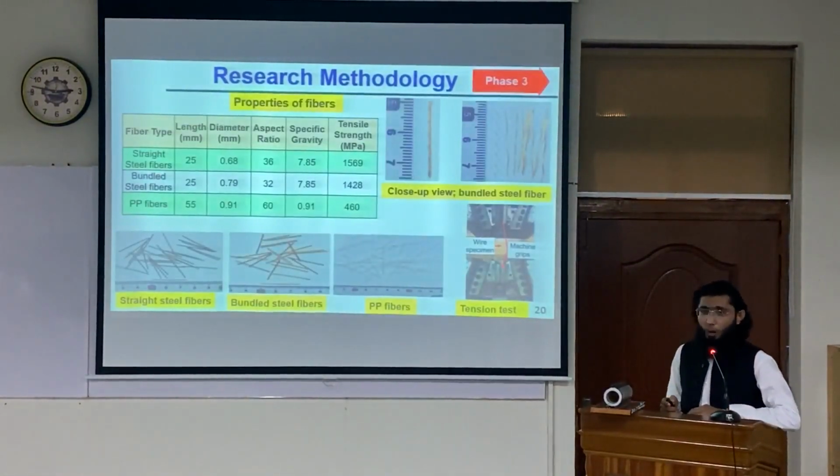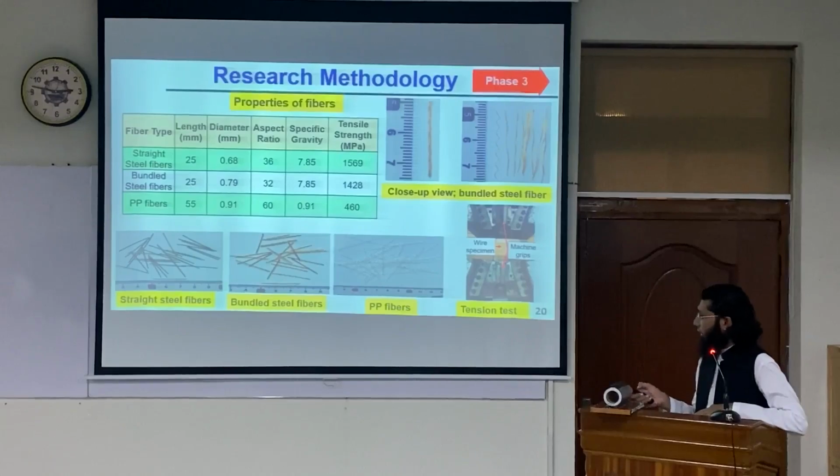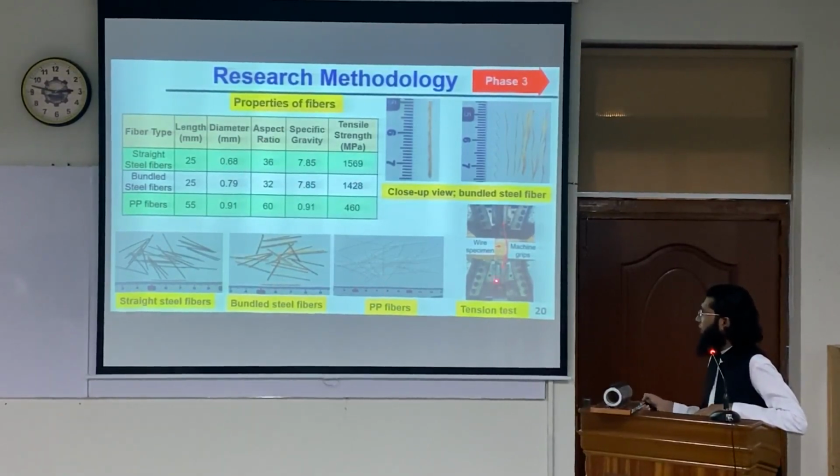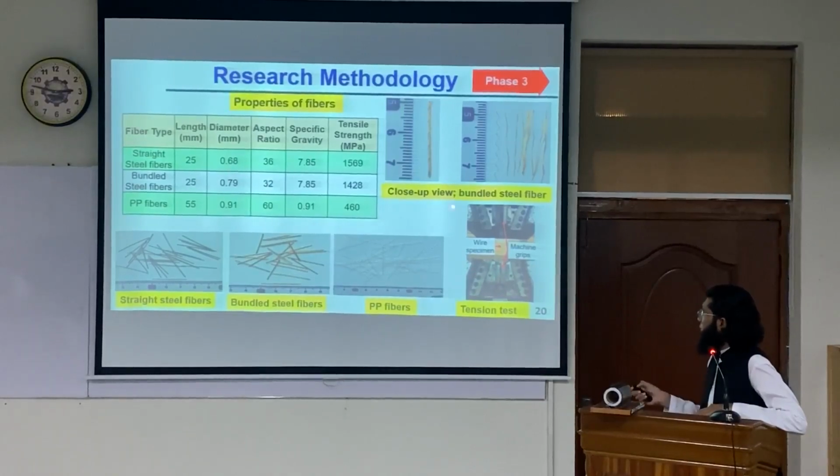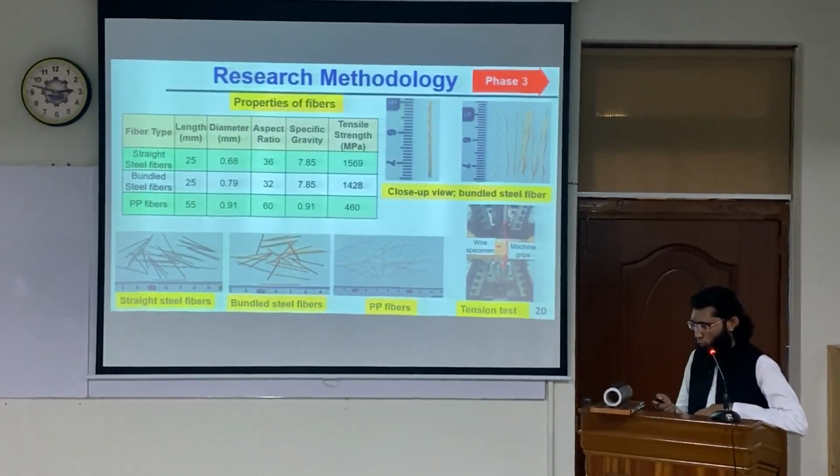So various types of fibers were investigated in this phase. These are straight steel fibers, bundled steel fibers, and PP fibers. These are the different properties that were obtained, some of them through the tension test, and the others were measured. So this is a close-up view of the bundled steel fibers. You can see how this one fiber unwound into these individual wires.